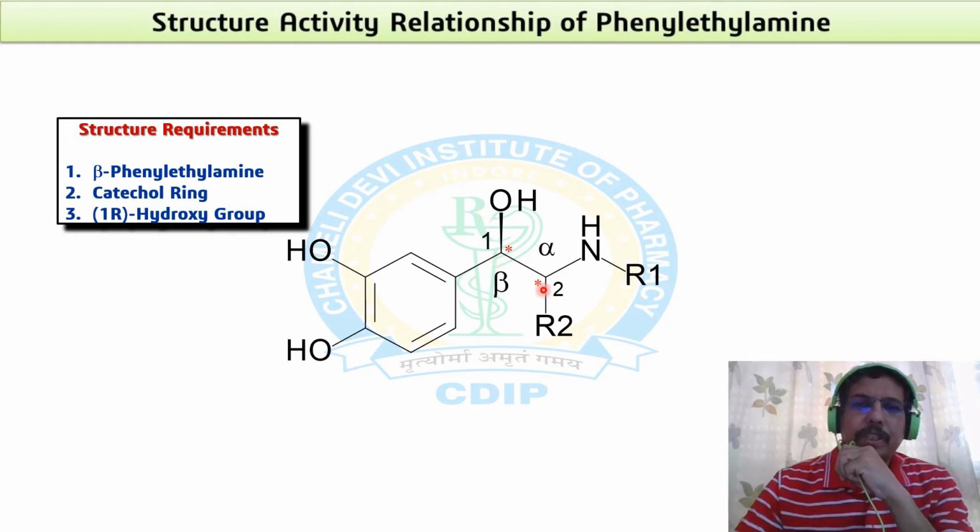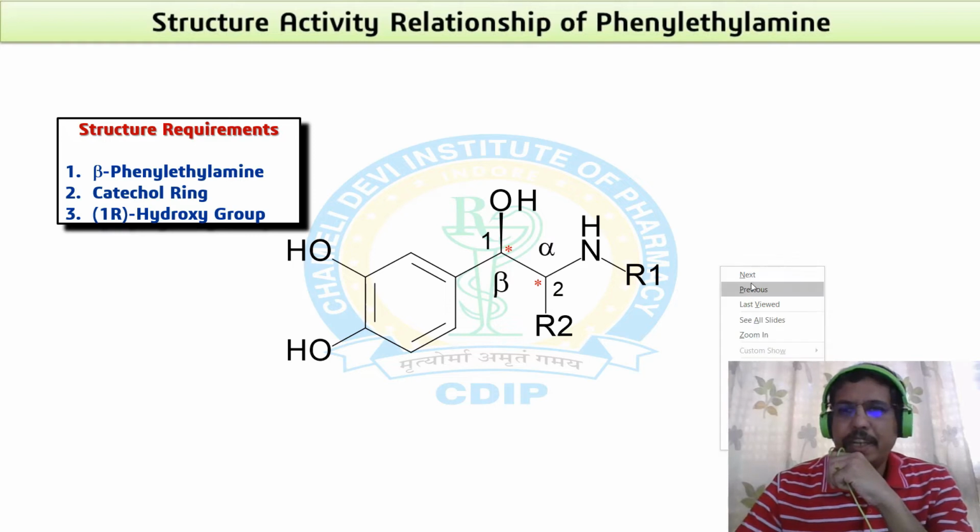Generally on the alpha carbon this chirality is generated when one of the two hydrogens of the methylene is replaced by an alkyl group. But the beta carbon itself has chirality because all four valencies are fulfilled by different groups or moieties. So this chirality is also important for the activity of the phenylethylamine analogues. So we go to the next slide.